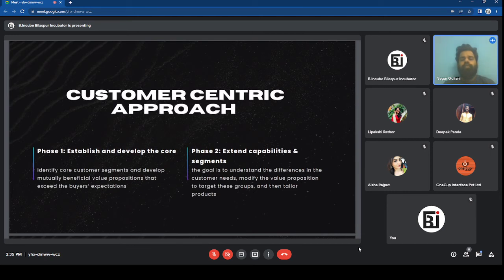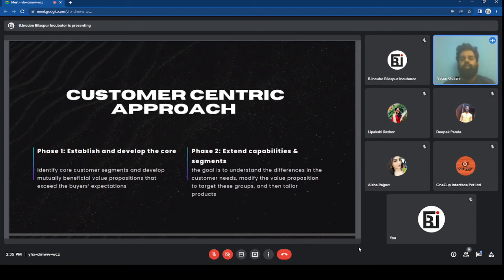Yeah. So there are two phases. Initially, to establish and develop the core, and then to extend the capabilities and the segments that we are having. So the first step is to establish and develop the core. The first step is conducting research and development to identify the core customer segments and develop a mutually beneficial value proposition that exceeds the buyer expectation. Whatever we have gathered, we have to develop that, identify the customer segment and go for the prototype. The value proposition represents the customer experience, including the product, services, and any interaction with the company.